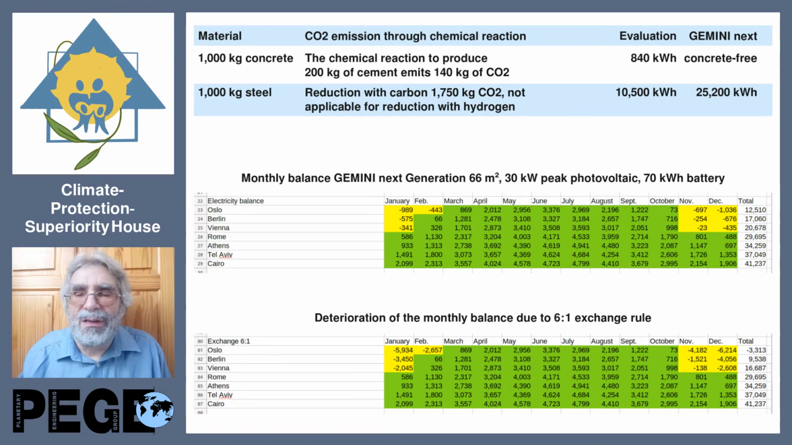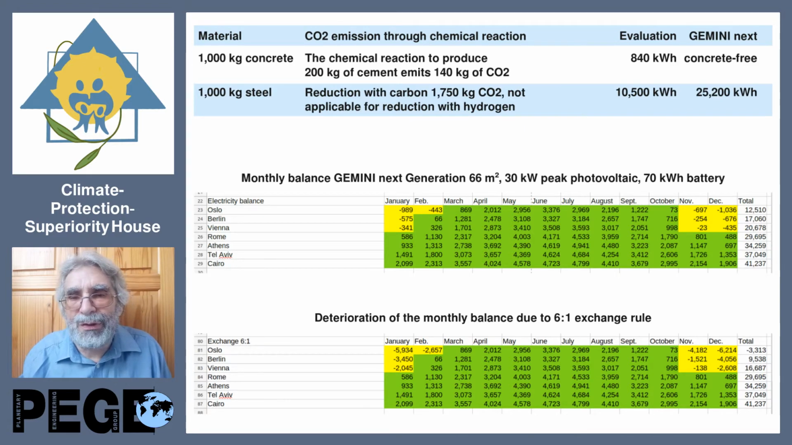Next one is steel. As long as the reduction of iron is done by carbon, we have a CO2 emissions of 1.75 kilo per kilo of steel, and with this calculation we have 10,500 kilowatt hours per ton of steel.